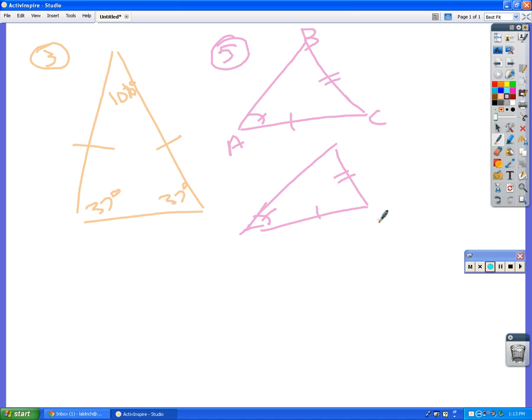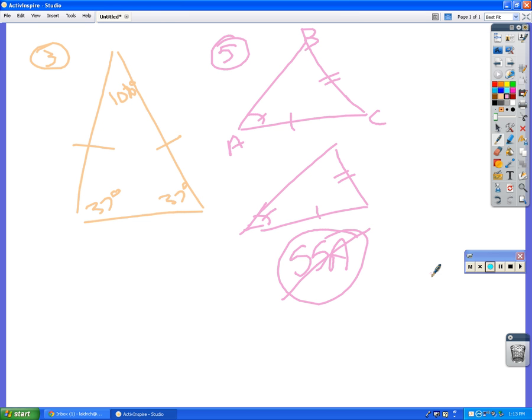True or false? False. Okay, this is not one of our congruency shortcuts because the angle is not in between the two sides, so this would be side-side-angle, which we learned does not necessarily always work.